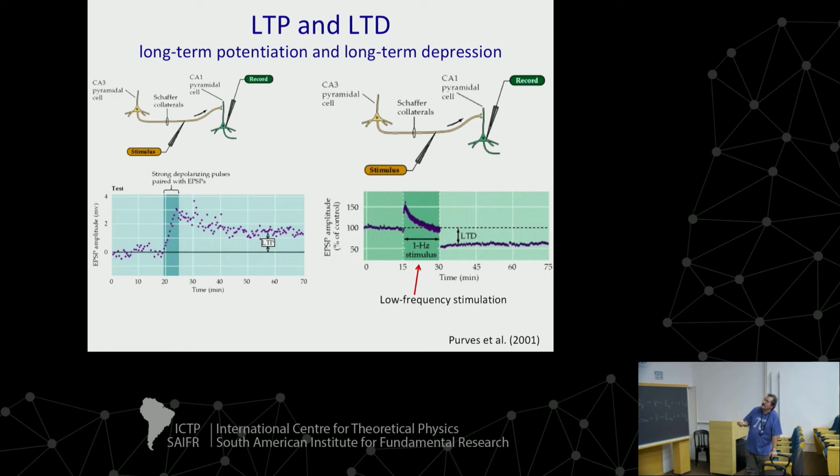So what is LTP? If you stimulate the presynaptic neuron for a short time with a high frequency, so you generate a high frequency train of spikes in the presynaptic cell, which leads to depolarization. So you need the response of the postsynaptic cell to this high frequency train of stimuli.